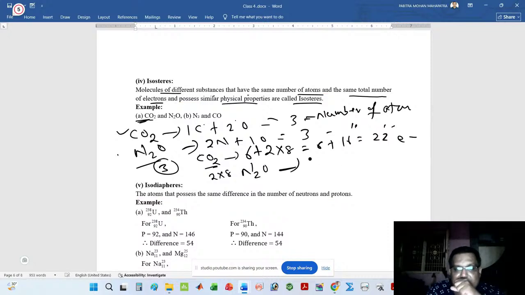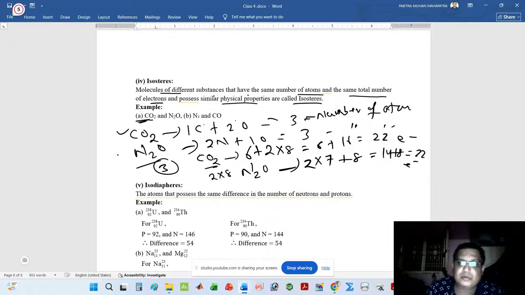Here nitrogen has 7 electrons, so 2 nitrogen means 2 into 7. Oxygen has 8 electrons, so here I can write plus 8. 14 plus 8 is 22 electrons. Look at that. For CO2, the number of atoms is 3. For N2O, the number of atoms is 3. That means both species have the same number of atoms.